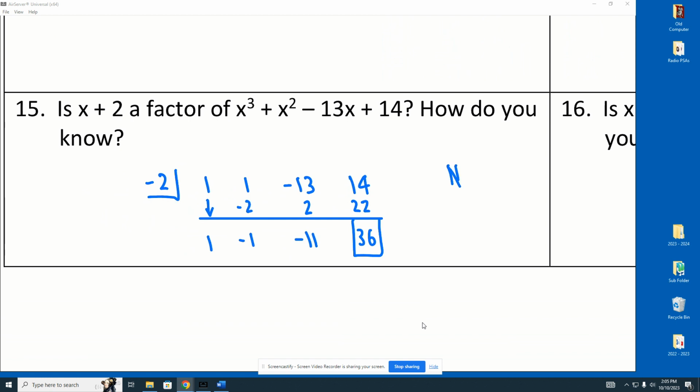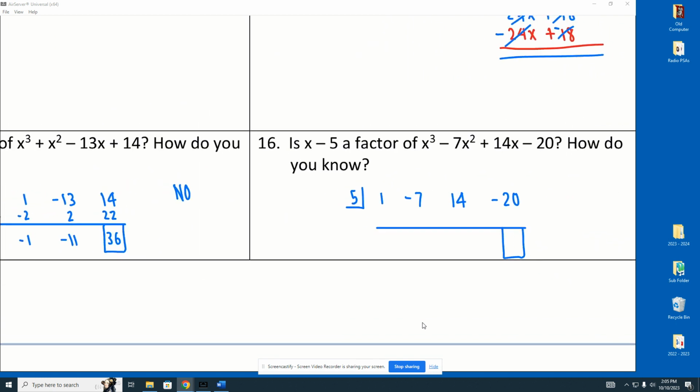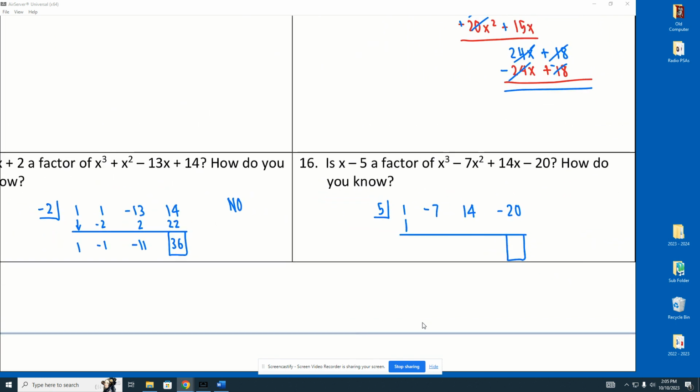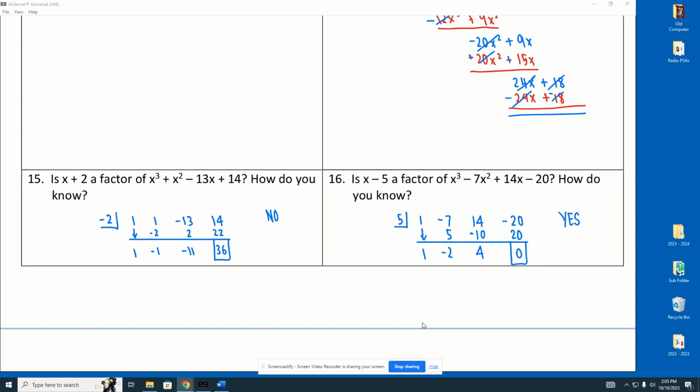That's definitely not a remainder of 0. So this one's a big negative. It's not a factor. So you probably could assume that the next one will be, but let's check it. And I'll leave both of them up so you can see it. Bring down the 1. 5 times 1, 5. 5 minus 7, negative 2. 5 times negative 2 is negative 10. 14 minus 10 is 4. 5 times 4, positive 20. And sure enough, 20 minus 20 is 0. So this one has a remainder of 0, so therefore, yes, it is a factor. X minus 5 is a factor.